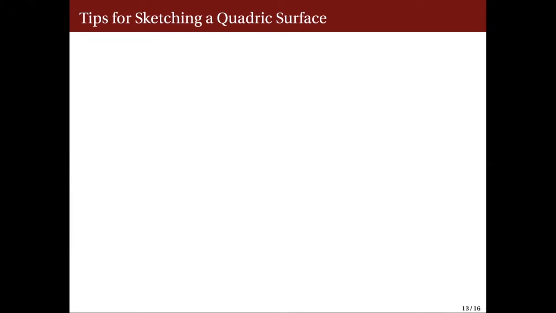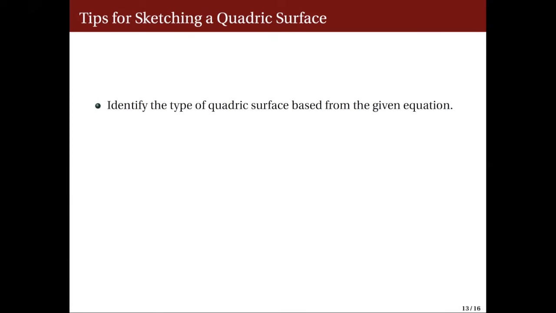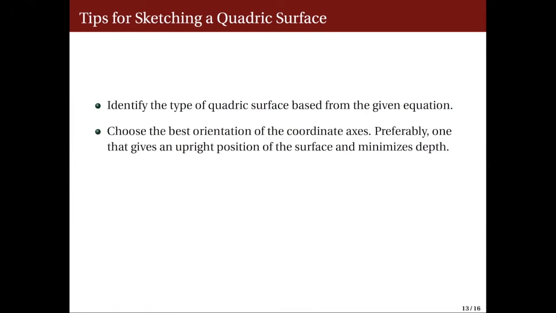Here are some tips for sketching a quadric surface. First, you identify the type of quadric based from the given equation, and you choose the best orientation of the coordinate axis, preferably one that gives an upright position of the surface and minimizes depth. Recall that an upright position is attained when you choose the vertical axis as the axis of the quadric. For central quadric surfaces, that is the variable with the different coefficient, different sign, while for the non-central quadric surfaces, that is the variable of degree 1.